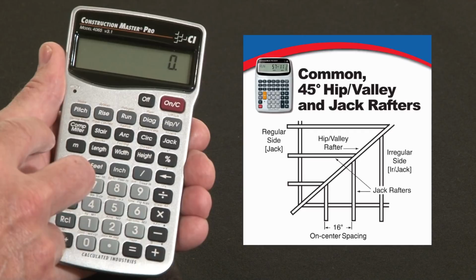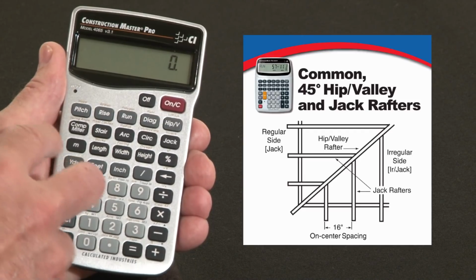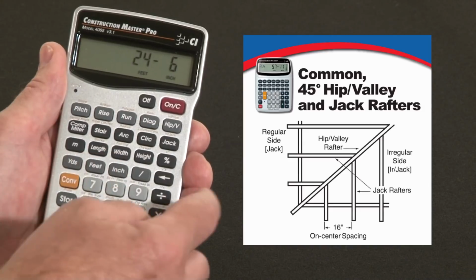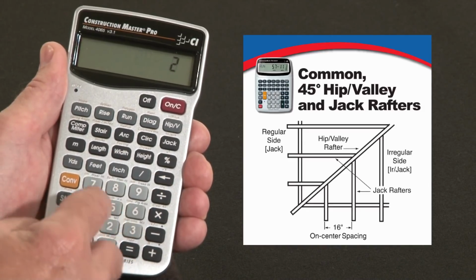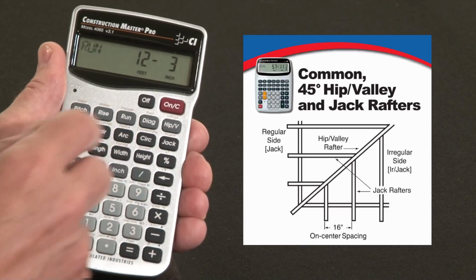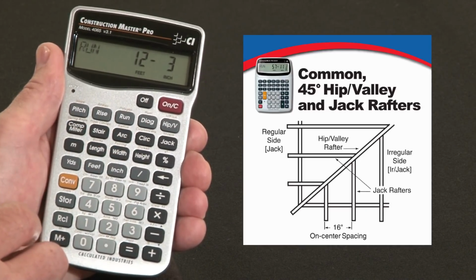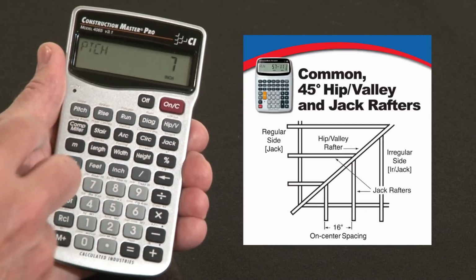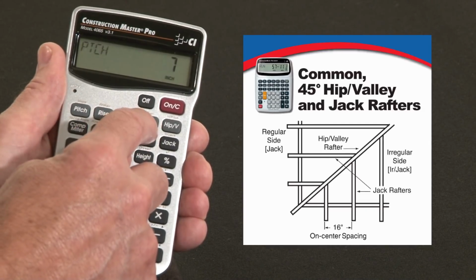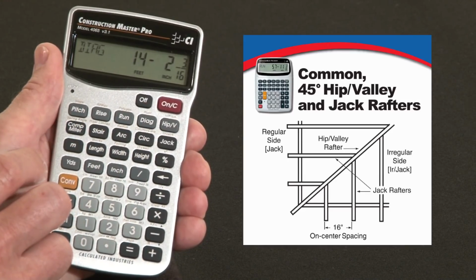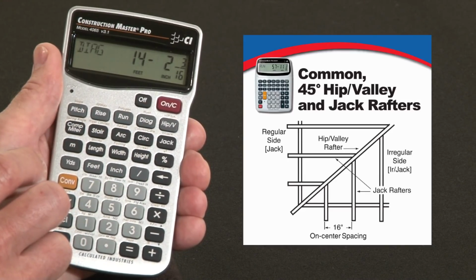In this case, let's say our building has a 24-foot 6-inch span. So we'd enter that, 24 feet, 6 inch, and I'm going to divide that by 2, and that's our run, 12 foot 3 inches. I'll enter that as run. And this is a 7/12 pitch roof, so I'm going to enter 7 inches of pitch. And now it's all set. I hit the diagonal key. The point-to-point diagonal is going to be 14 foot 2 and 3/16.